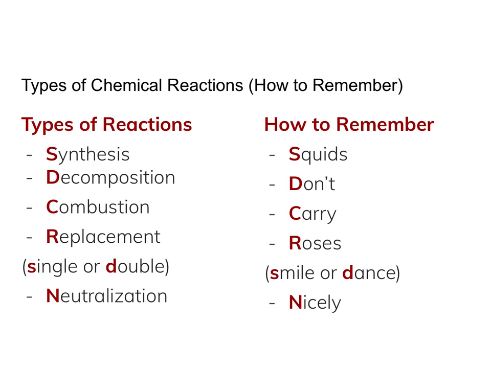So when you're trying to remember the types of chemical reactions, there's a mnemonic that you can remember: squids don't carry roses, smile, or dance nicely. They don't do any of those things very nicely, or even at all. I don't know if they can carry roses. But the types of chemical reactions are synthesis, decomposition, combustion, and replacement, and there are two different types of replacement. One's single and one is double.